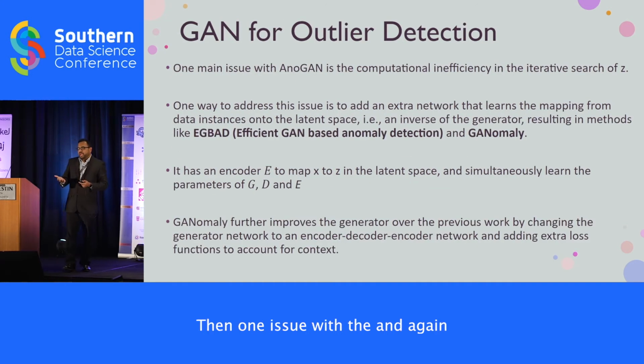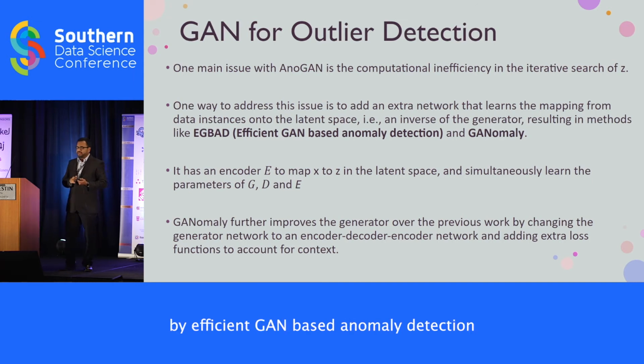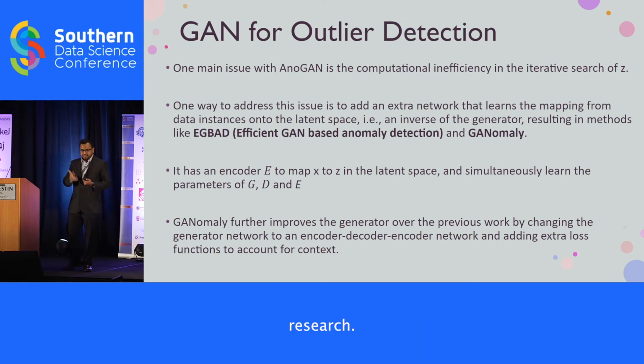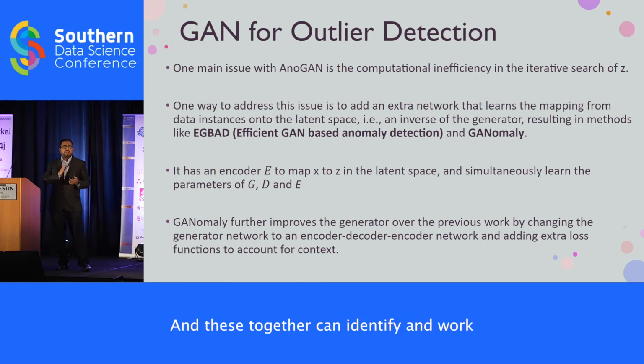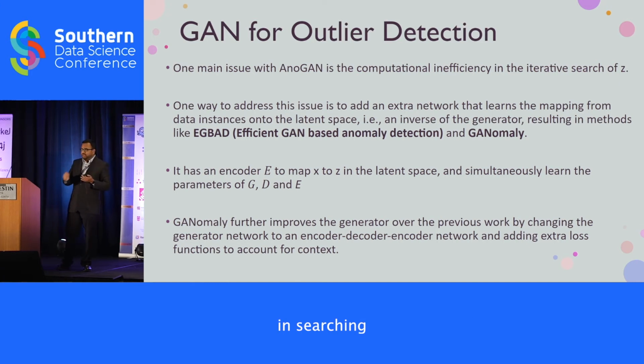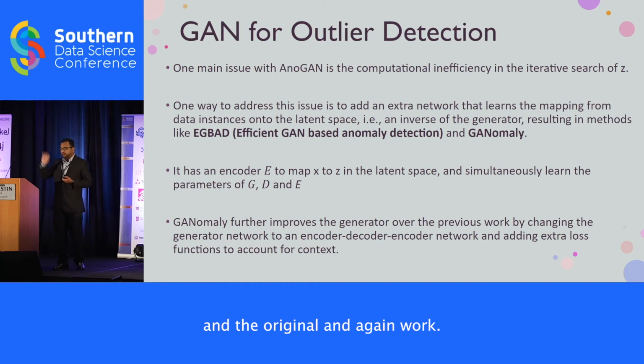Then, one issue with AnoGAN is the computational inefficiency, because you have to search through that latent space. That is being addressed by efficient GAN-based anomaly detection and GANomaly research. It has an additional encoder-decoder representation that works in tandem with your GAN, and these together can help in searching for that latent representation of the data. GANomaly, again, has an encoder-decoder network and has an extra loss that can account for the lost context which you are missing in the original AnoGAN work.